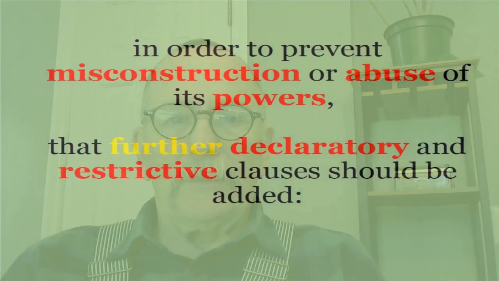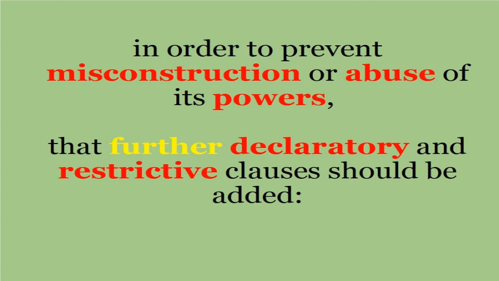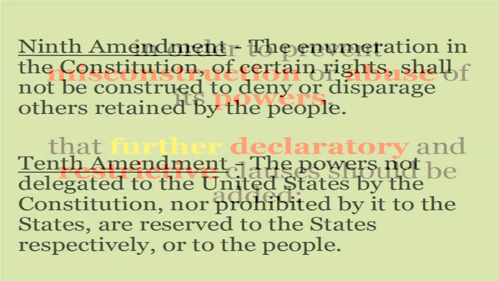So let's talk about the president, and we'll talk about the courts and the legislature and everybody else as we go along. There are about 16 things the president can do. If you look at the introduction to the Bill of Rights, it says that they are adding further declaratory and restrictive clauses. And the purpose of that is to prevent abuse and misconstruction.